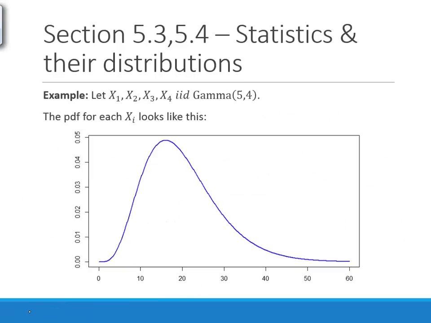Okay, a little bit more interesting example here. Suppose now that I have x1, x2, x3, x4. So I have a random sample of size 4 that are IID gamma, and the two parameters are 5 and 4 here. Okay, and so the probability density function for each individual thing looks like this. So it has this skewed right shape. It starts big and then tails off as you go off to the right there. This is sort of like a picture we've seen before.